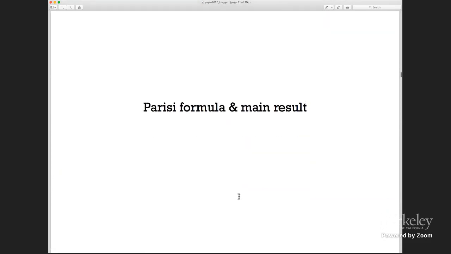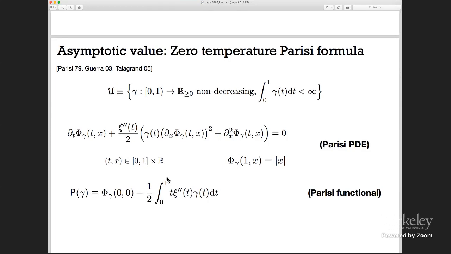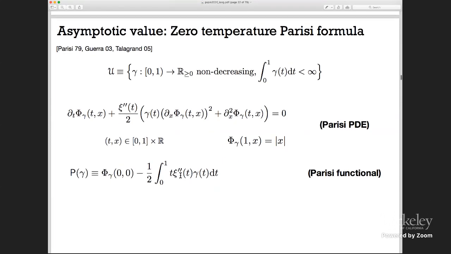Okay, so let me tell you about what we can do about this problem. So I have to tell you what the Parisi formula is. The Parisi formula characterizes the maximum value that is achieved for this particular optimization problem. And I need to introduce it to you.